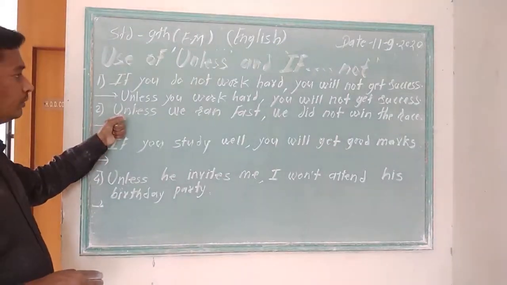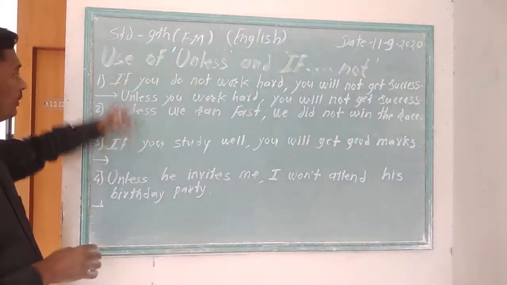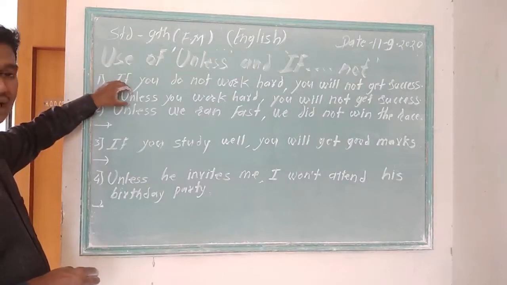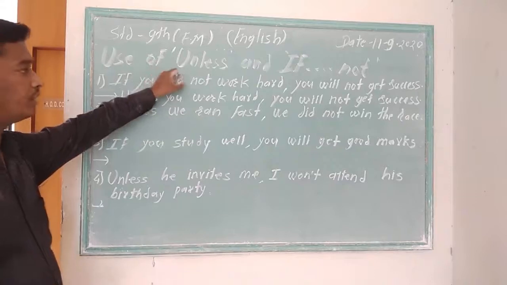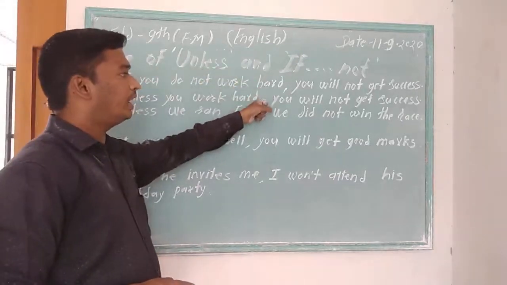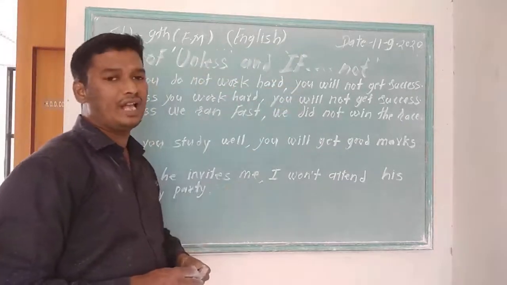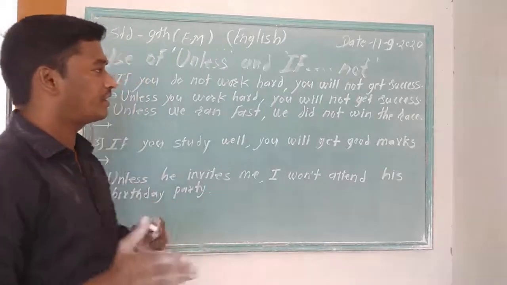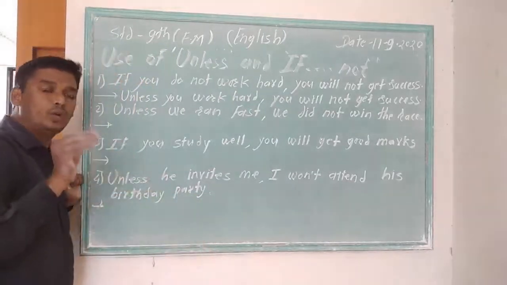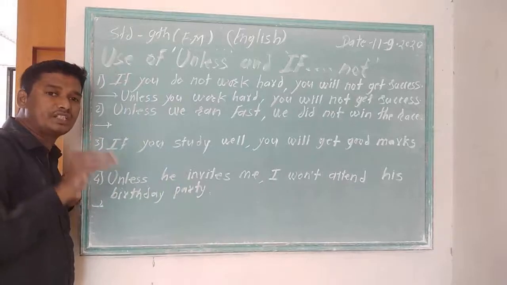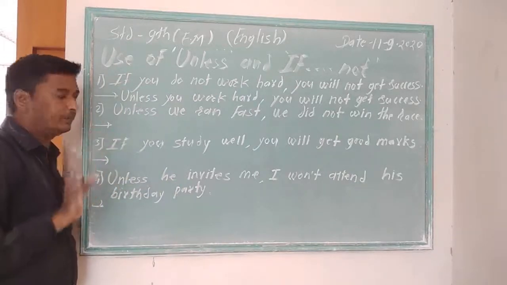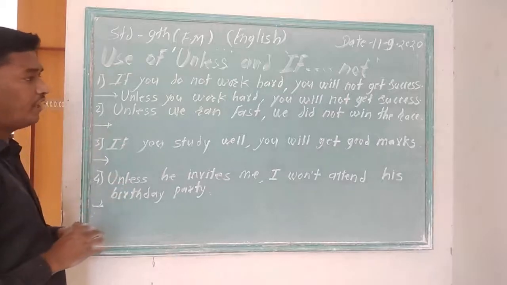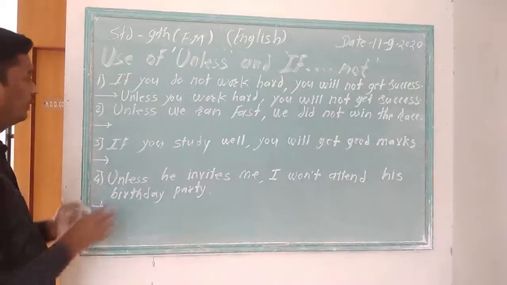Next sentence, look. Again I explain. Replace if with unless. Unless is a negative word, so remove the negative form from this if clause. After that, put a comma, then write the second part as it is: you will not get success. We do not have to change the meaning of the original sentence. The meanings of both sentences should be the same. Unless we ran fast, we did not win the race.